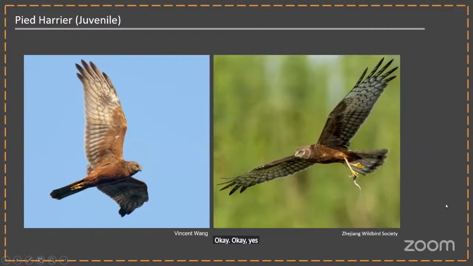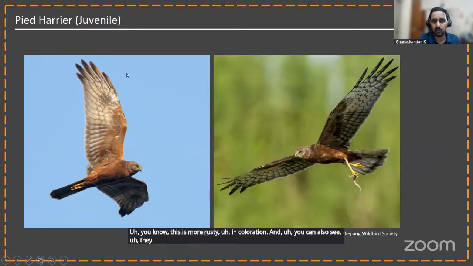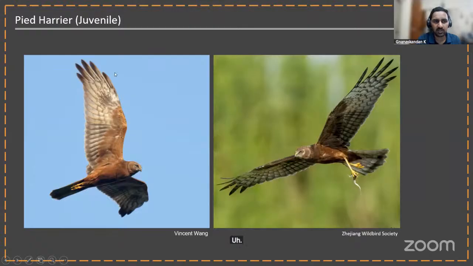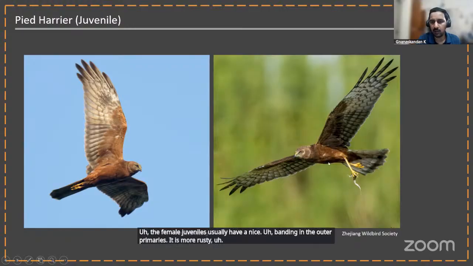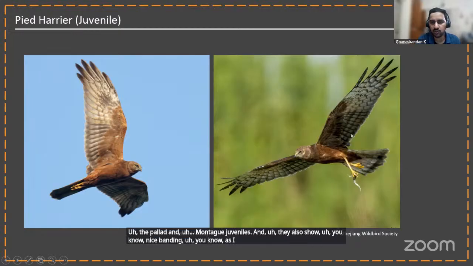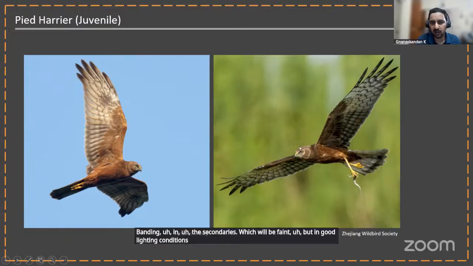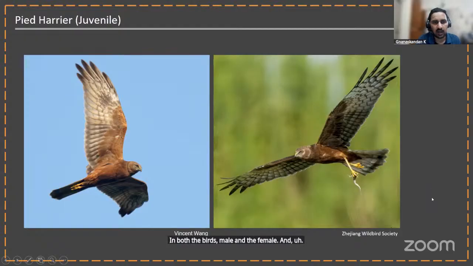Yes. So, Pied Harrier juvenile. Compared to all the other juveniles, this is more rusty in coloration, and they come in two plumages. Mostly the males come without any primary banding, wherein the female juveniles usually have a nice banding in the outer primaries. It is more rusty brown in coloration compared to that of the Pallid and Montagu's juveniles, and they also show nice banding. As I already told you, it shows banding in the secondaries, which will be faint, but in good lighting conditions you can see that. And you also see a nice collar in both the birds, male and the female. And yeah, let's move on.